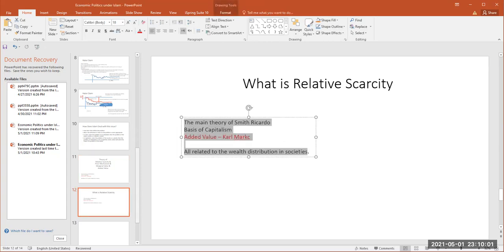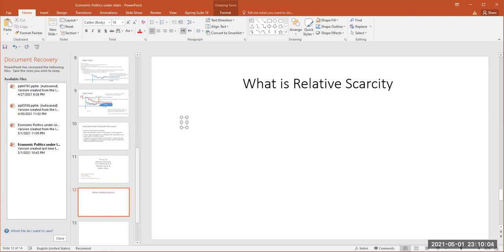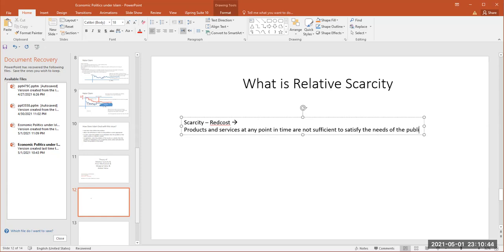Here is what scarcity means, which is, as in the rate cost, I believe. What it means is that products and services at any point in time are not sufficient to satisfy the needs of the public, of people. That's the idea.